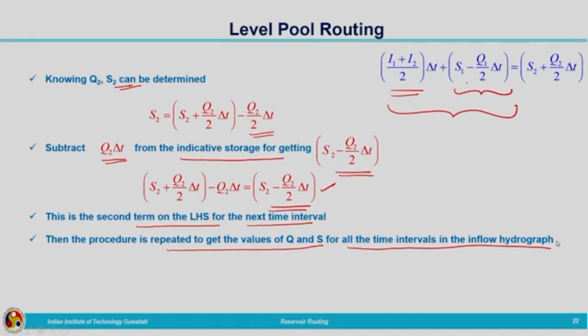So, that much about level pool routing. Level pool routing is the same as the modified pulse method of reservoir routing. This comes under the category of hydrologic routing. Do not get confused with hydraulic routing. This reservoir routing, which we have explained, is based on the hydrologic routing principle. So, we have made use of only the continuity equation. We have not used the momentum equation in this case. We have used the continuity equation along with a storage discharge relationship.